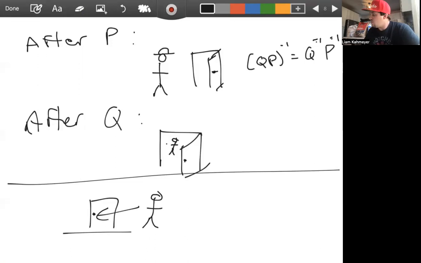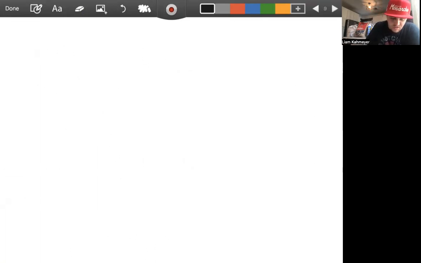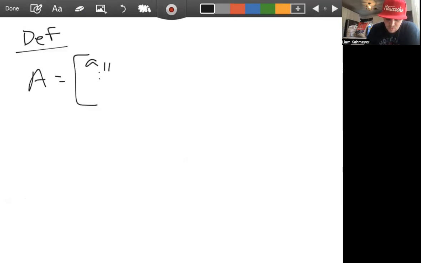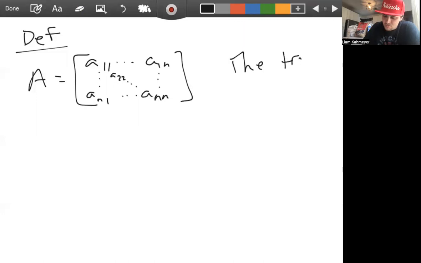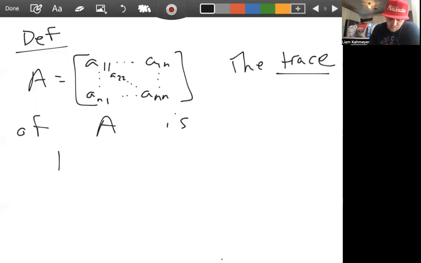Okay, so now another prerequisite definition we need before we can talk about the diagonalizability of a matrix is the notion of trace. So let's say A is an n by n square matrix, say something like this. And we know along the diagonal we have A11, A22, et cetera. Then the trace of A is defined to be the sum of the diagonal entries.